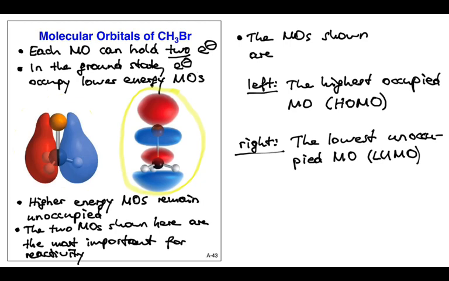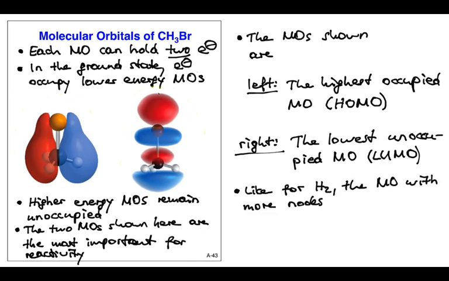Now, you can clearly see that the orbital on the right, the LUMO, has many more nodal planes. In general, we know that orbitals with more nodes are higher in energy. So that's why this orbital is unoccupied, and the other one on the left is occupied.